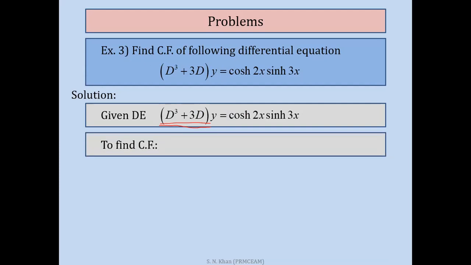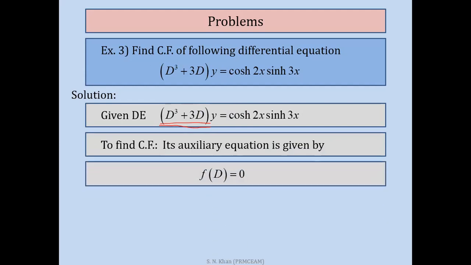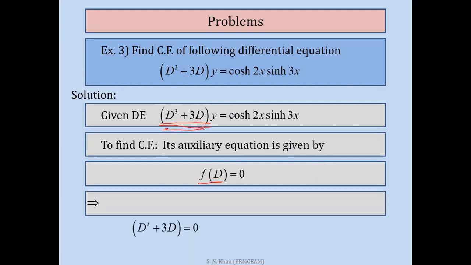To find CF we need the auxiliary equation. The auxiliary equation is given by f of D equal to 0, and the value of f of D here is D cube plus thrice D. So it becomes D cube plus thrice D equal to 0. Now the highest power is 3, D cube. D cube means it is a cubic equation. The D cube term is present here, so it is a cubic equation and there should be 3 roots of the cubic equation.